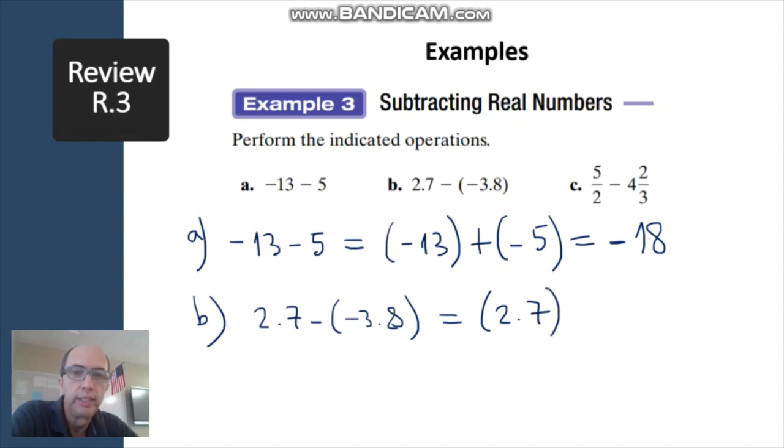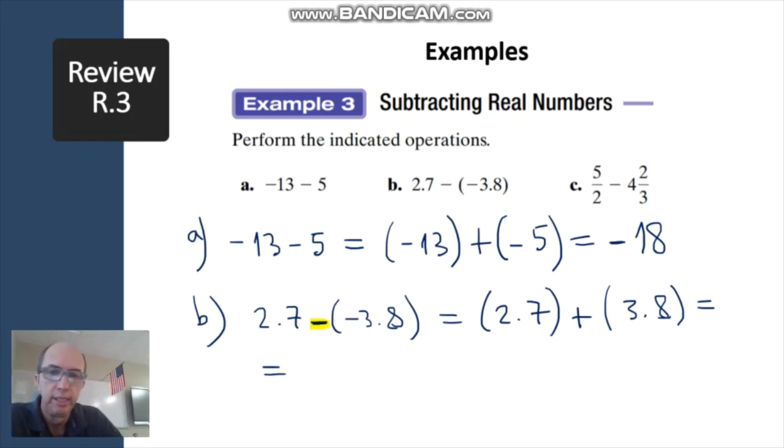2.7, right? If you have negative in front of this, remember I told you the negative sign is the modifier. The negative sign is the modifier. It makes this number here the opposite. So let's change. Now this is going to be the opposite of negative, is positive. And the opposite of a negative 3.8 is positive 3.8. 2.7 plus 3.8 is 6.5.